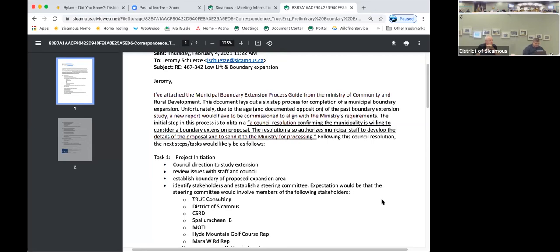Through the chair, we already had direction from council in December that a report be prepared on the process, so staff is still working on that, and we'll have a more complete report to bring back for February 24th, with the cost estimate and what the study is. Okay, all right.